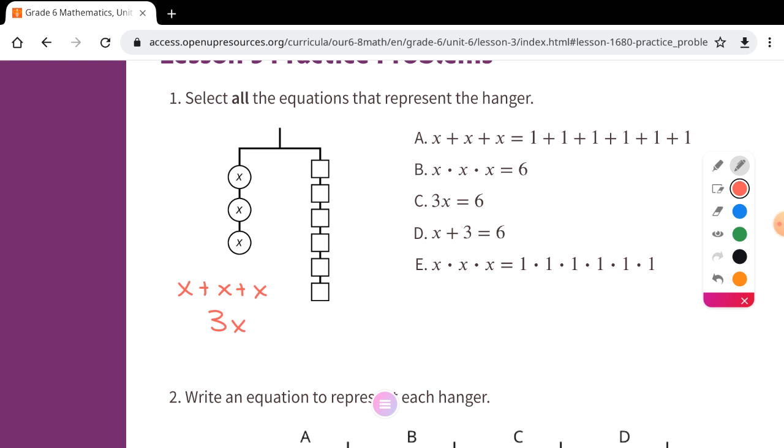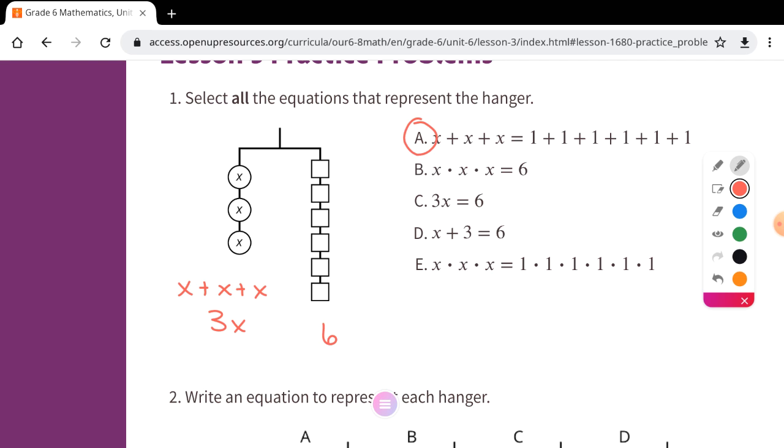Did it tell us what each of those boxes meant, or did we just have to assume? Okay, we had to assume that each one's 1, so there are 6 of them, right? 1, 2, 3, 4, 5, 6. Okay, so I have x plus x plus x equals 6 in some way, shape, or form. Looking at the first one, does that show that I have 3 x's on one side and 6 1's on the other? Yes. Okay, so A works.